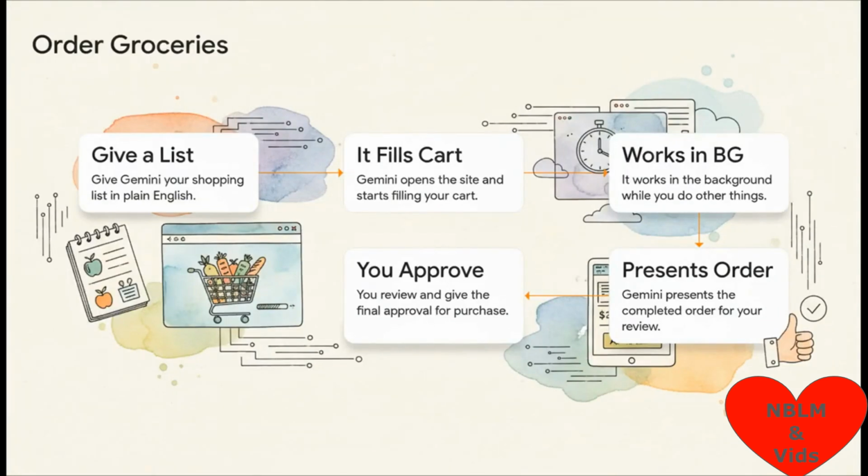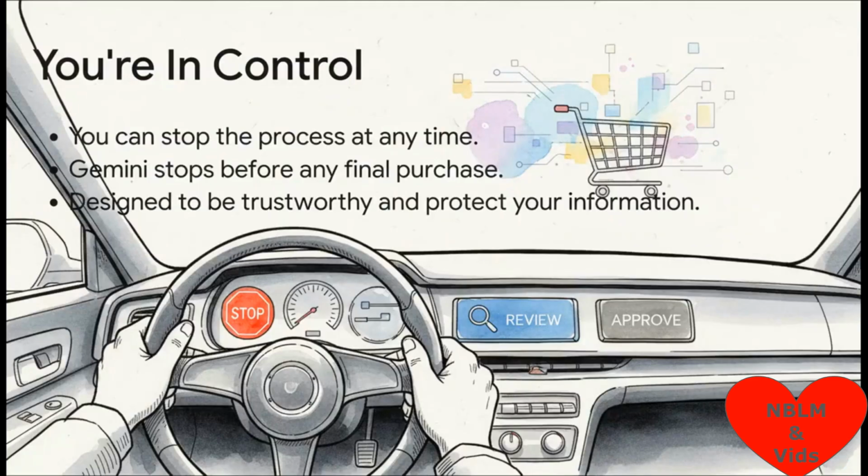Let's use grocery shopping as an example. Instead of going to the website and searching for every single item one by one, you just give Gemini your shopping list. It'll go to the site for you, start filling up your cart, all in the background while you're doing something else. And when it's all done, it'll show you the completed order and ask you to take a look. Now, this part is super important. You are always in control. You can stop the whole process at any time. And Gemini will never make a final purchase without your okay. The whole thing is designed to be safe, to be trustworthy, and to make sure you're the one calling the shots.